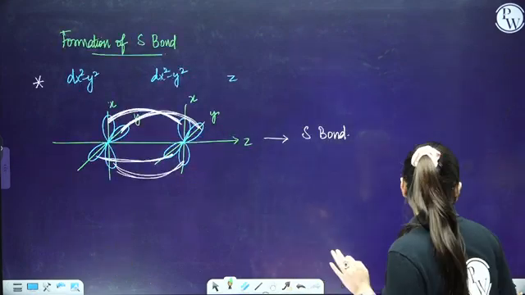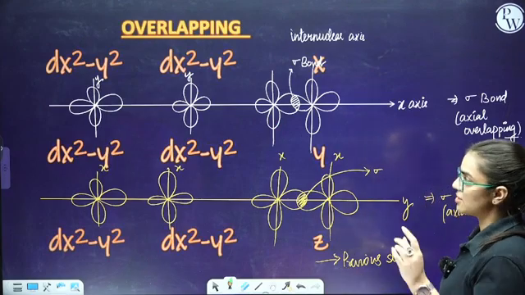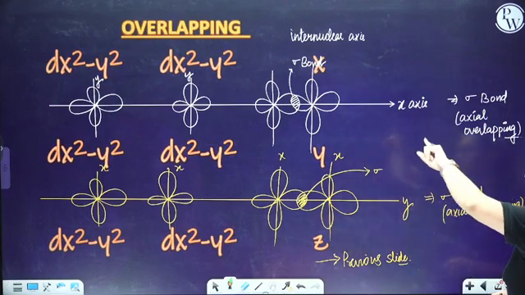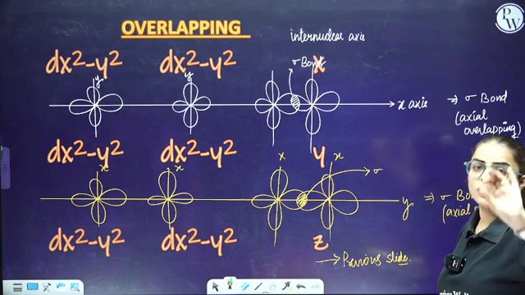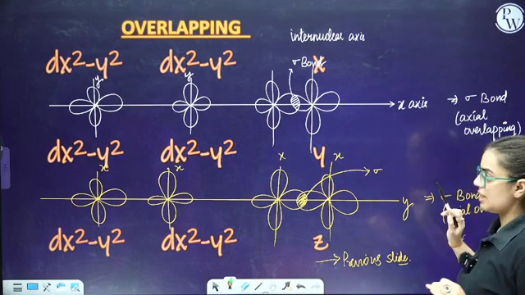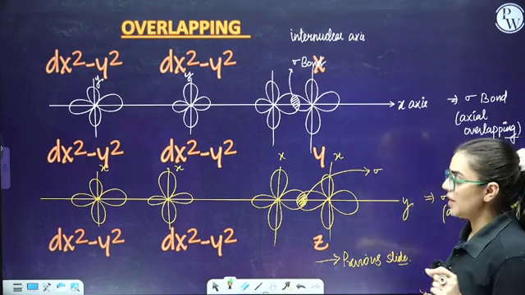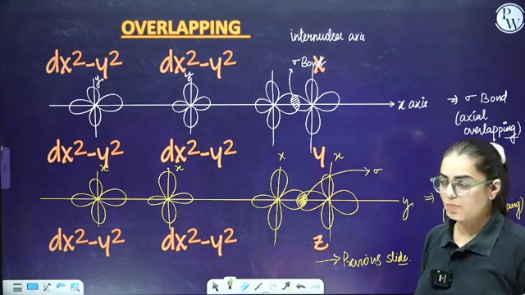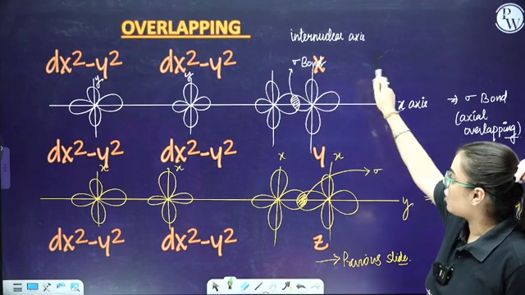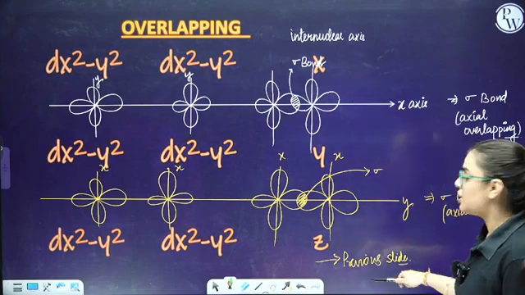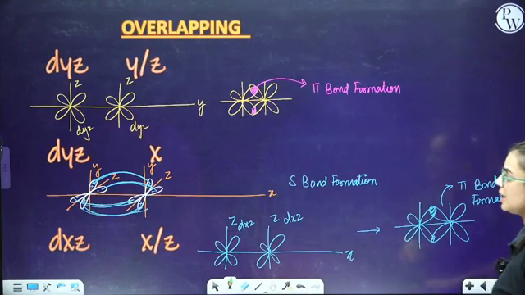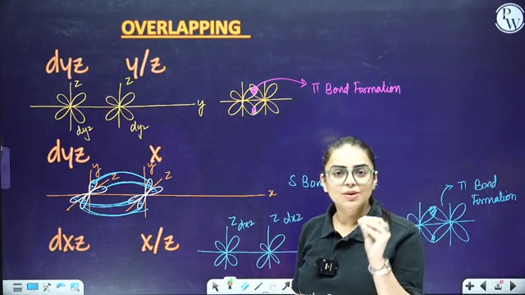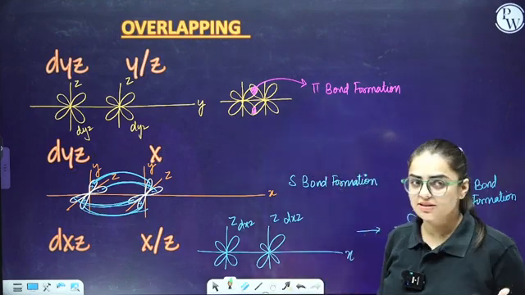Here we have taken various cases such as dx square, and dx square, when it reacts on the internuclear axis, will give you sigma bond. Dx square y square on the y axis will give you again sigma bond. See, x square y square on x and y will give you sigma bond, but on z will give you delta bond.